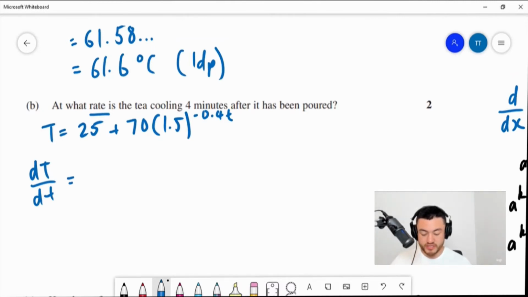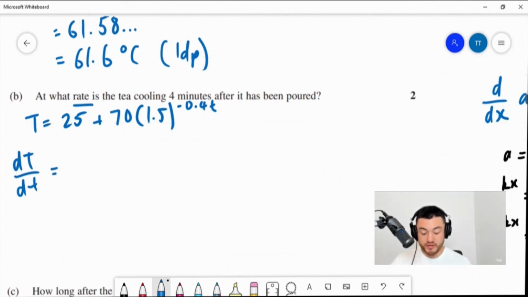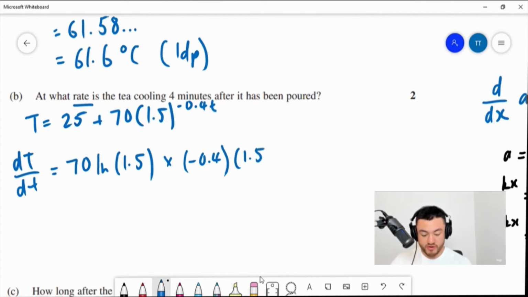Now the first part, the 25, that's just a constant, so that will go to 0, so we can ignore that. And now we just have another constant, 70, that's just going to pop out in the front. So using our formula, we're going to have 70 ln of 1.5 times, now the k is going to come out the front as a negative 0.4. And then we're going to have 1.5 again to the power of negative 0.4t.